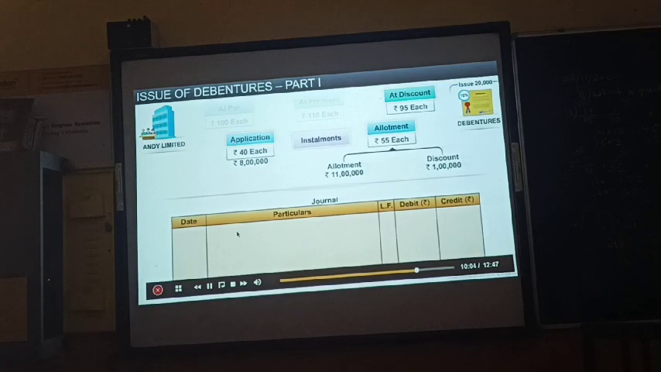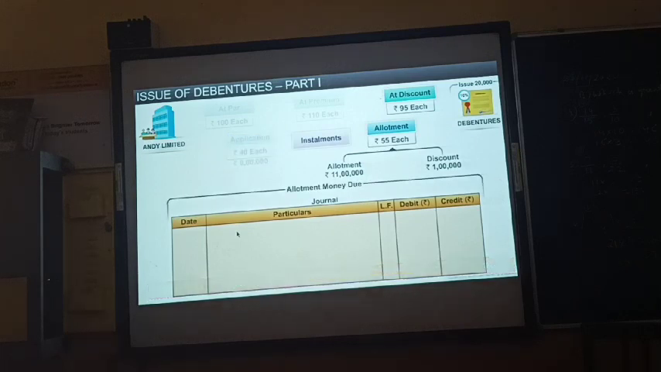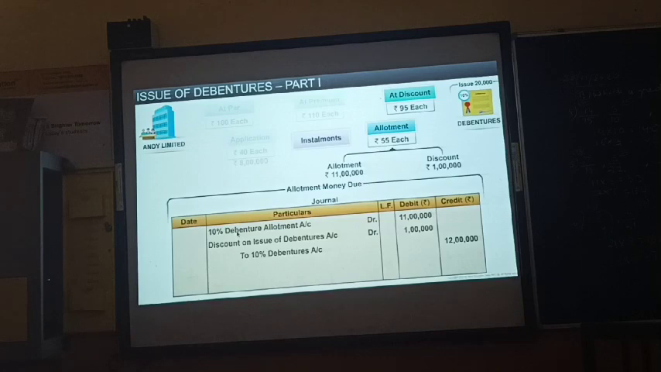The third entry for the allotment money due in this case will be 10% debenture allotment account, debit 11 lakh rupees, discount on issue of debentures account, debit 1 lakh rupees, to 10% debentures account, 12 lakh rupees. The narration to the entry will be allotment money due on 20,000 debentures at 55 rupees per debenture.